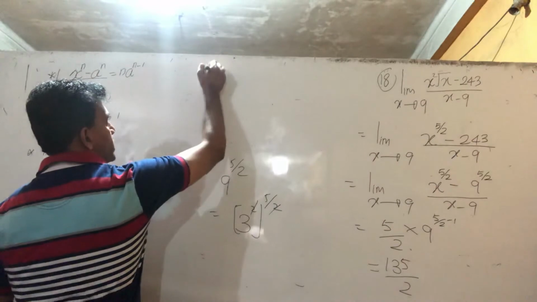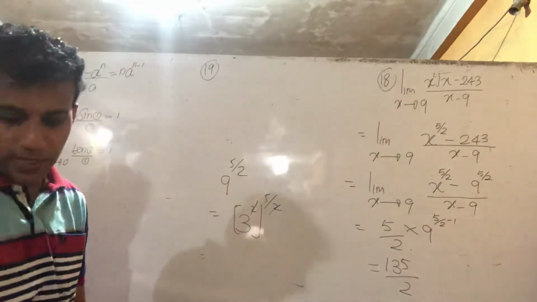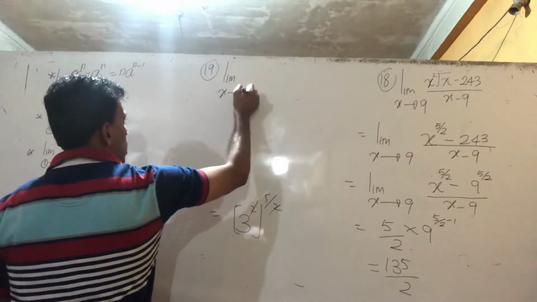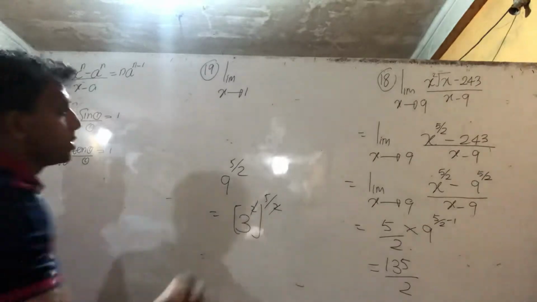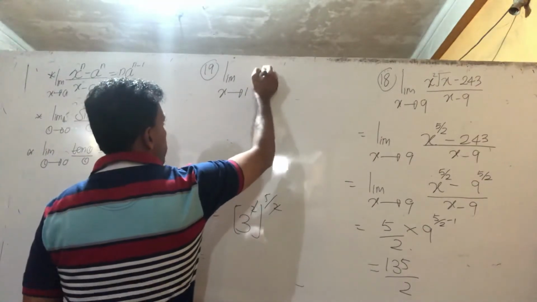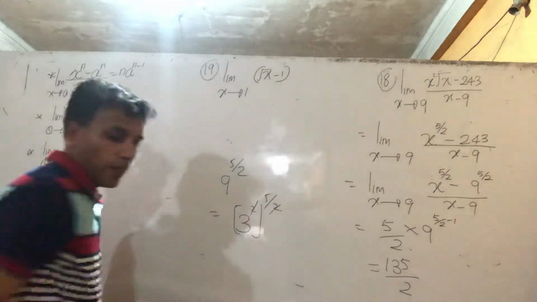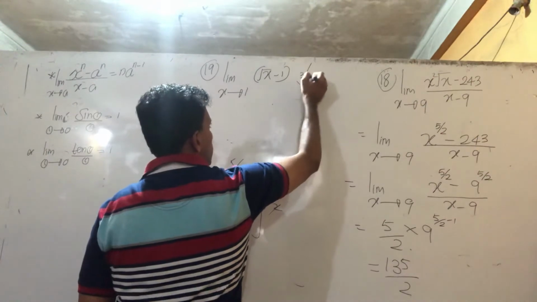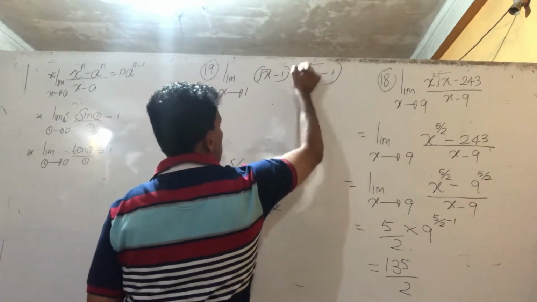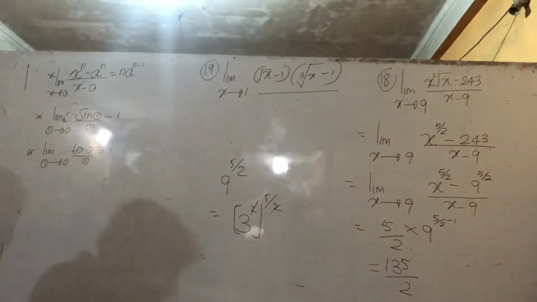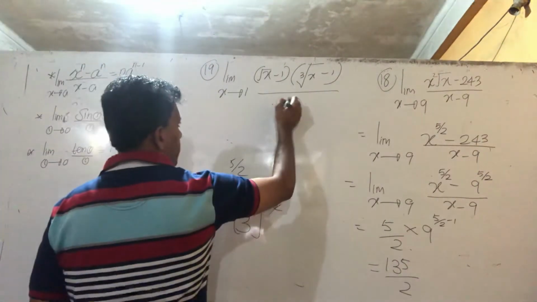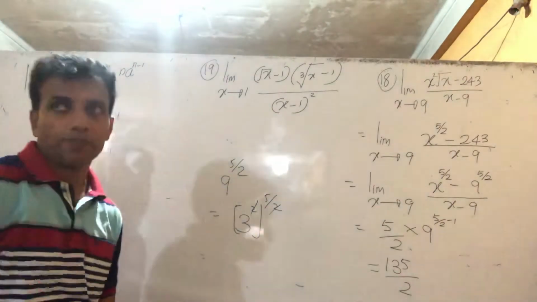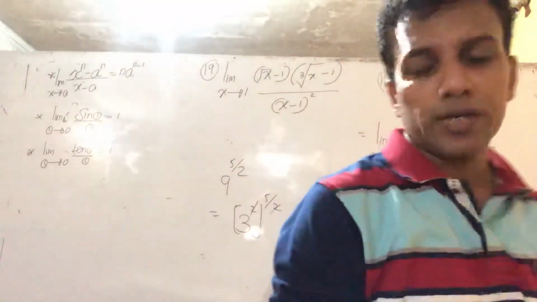Next question number 19. Problem 19. Limit x tends to 1, x approaches 1, square root x minus 1 into third root of x minus 1 over x minus 1 all things square. And the important question. See how the answer. All the algebraic parts.